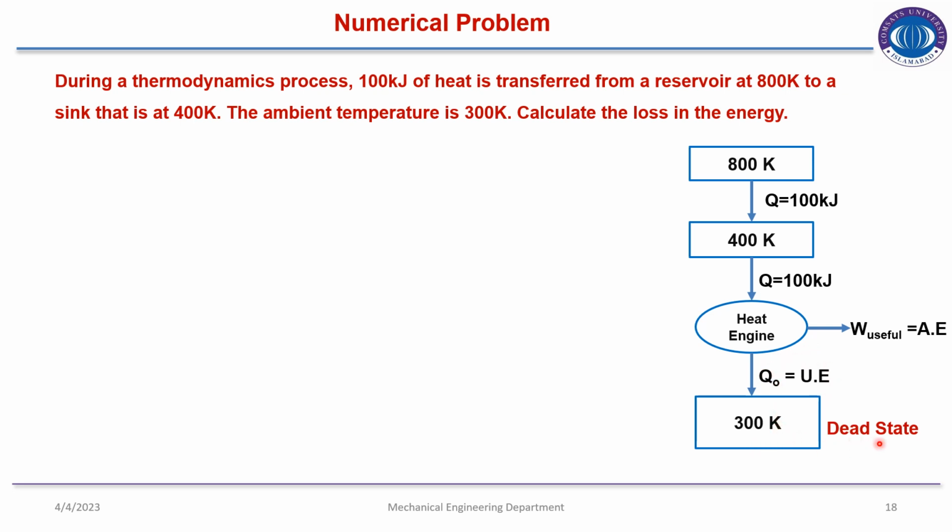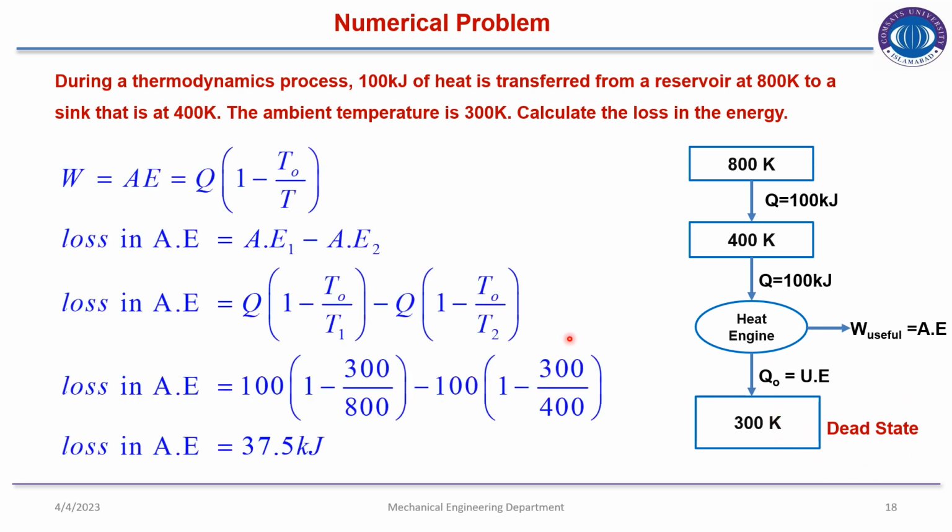So 300 Kelvin is the dead state, and we have already discussed what the dead state is. We have to calculate the loss in the energy. The relation to calculate the available energy is Q times (1 minus T naught over T). We already know that relation, as we derived it with the help of the efficiency relation.